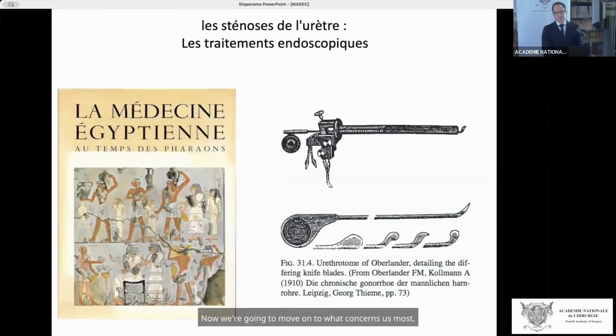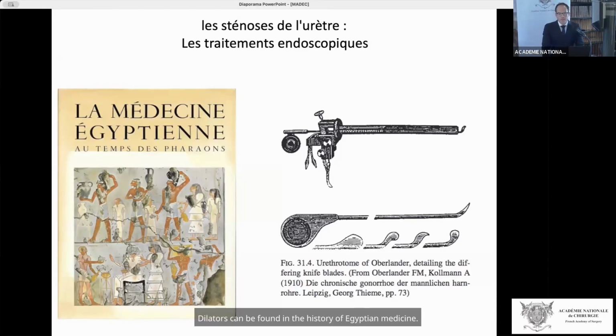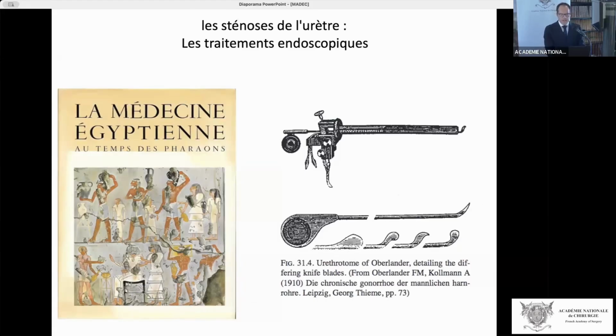Now we're going to move on to what concerns us most, which is the treatments for these stenoses. The ancestral treatment for urethral stenoses has always been dilation. We're going to try to unblock the pipe. It's been practiced since the dawn of time. Dilators can be found in the history of Egyptian medicine. We know that Epicurus, the philosopher, had very likely also suffered from urethral stenosis, and that dilation procedures or attempted dilations were performed. Multiple dilators have been described.